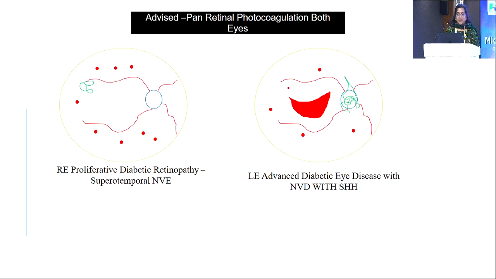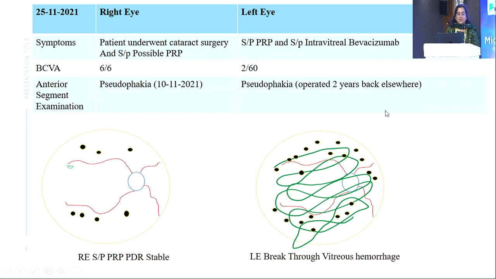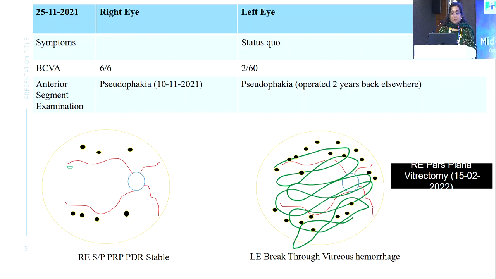So we advised pan-retinal photocoagulation to the patient, and meanwhile he said he's not able to see with both the eyes clearly, so he underwent right eye cataract surgery, and in the left eye we did a PRP, possible PRP, and then we gave an Avastin injection. So the right eye was still the same, and so we advised pars plana vitrectomy.